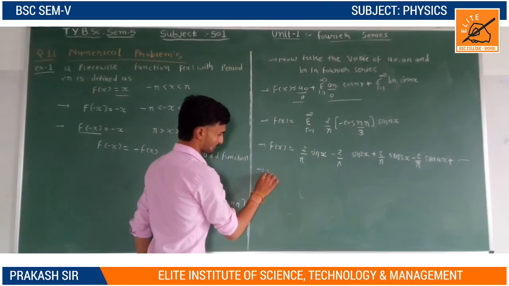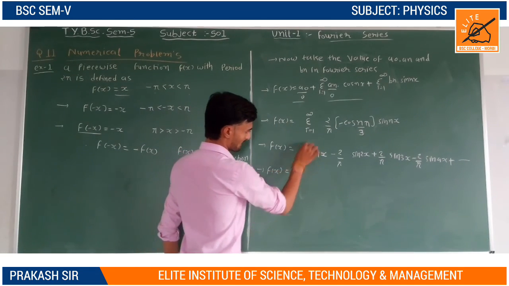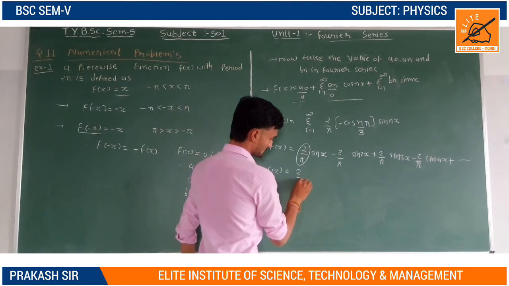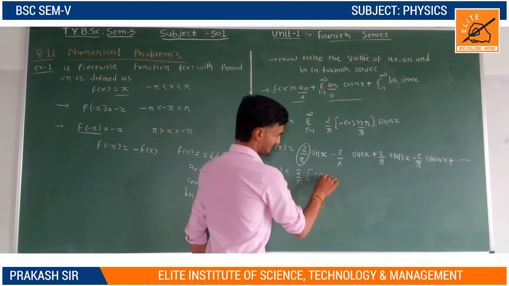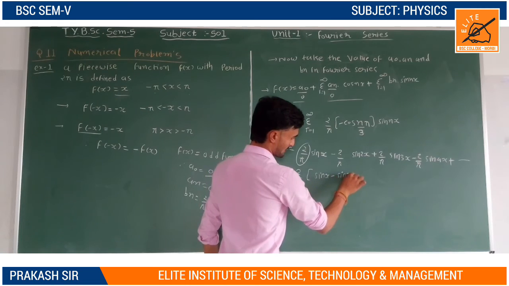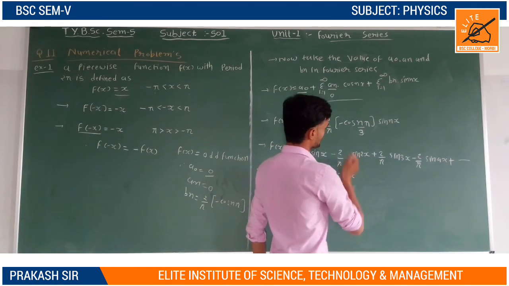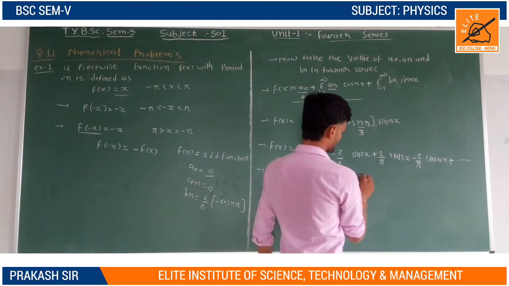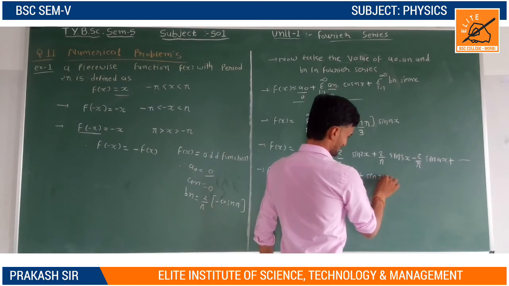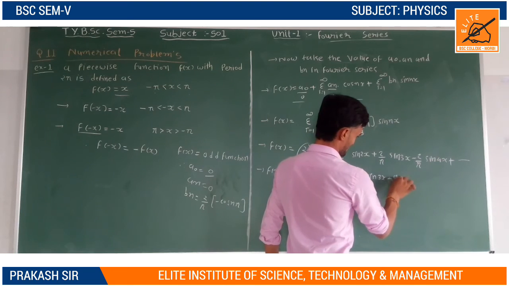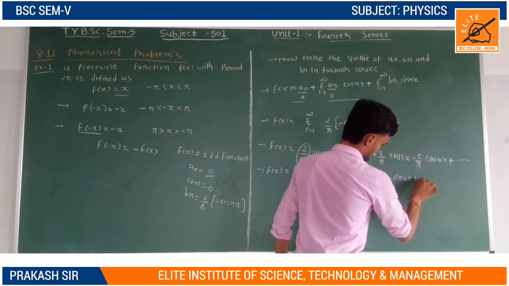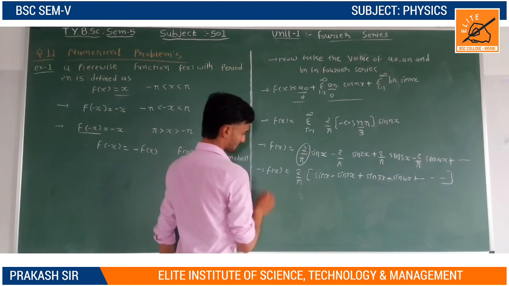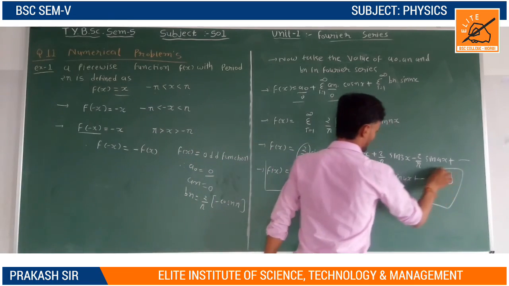So f of x, taking 2 upon pi common, the series is sin x minus sin 2x plus sin 3x minus sin 4x, and so on to infinity. This is the solution of the question.